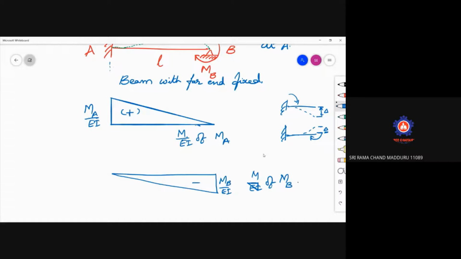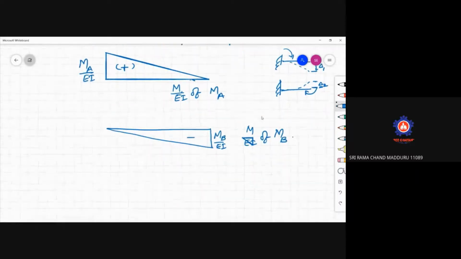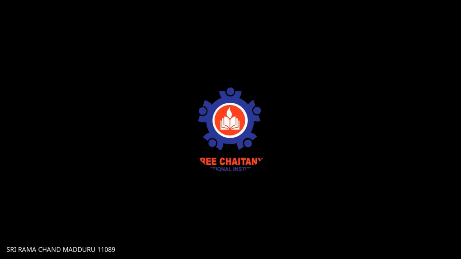M by EI of MB. So if you consider this one as delta 1 and this is delta 2, downward deflection is positive, upward deflection is negative. So you can consider this one as delta 1 minus delta 2, as per the method of consistent deformation.